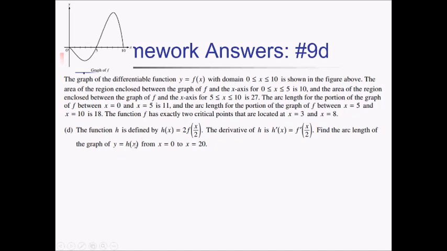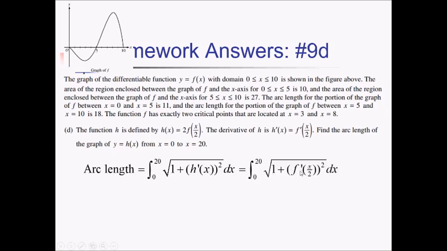In general, for the arc length of h, since this is a function in terms of x, we're going to have the integral from a to b of the square root of 1 plus dy over dx squared dx. So in this case, we have the integral from 0 to 20 of the square root of 1 plus h prime of x squared dx. They told us h prime was f prime of x over 2, so we've got f prime of x over 2 inside here. That's the only change from this step to this step.